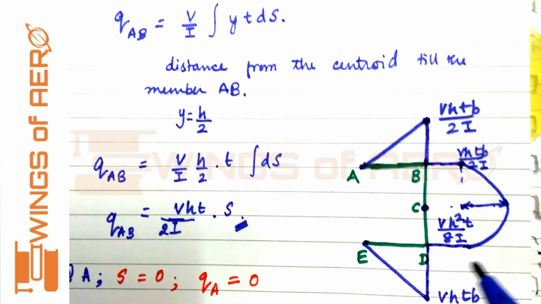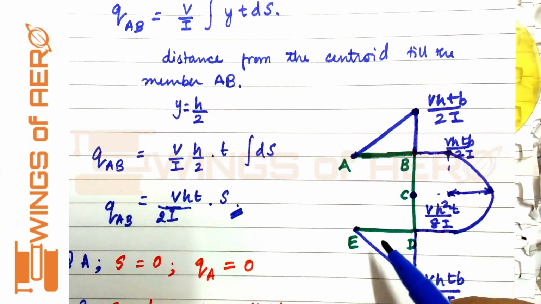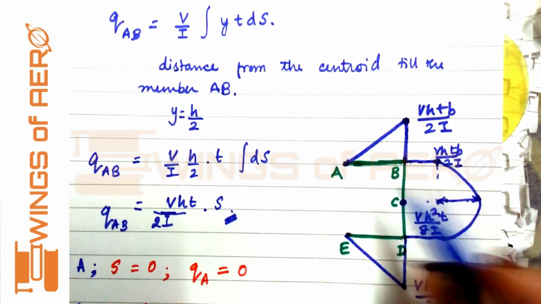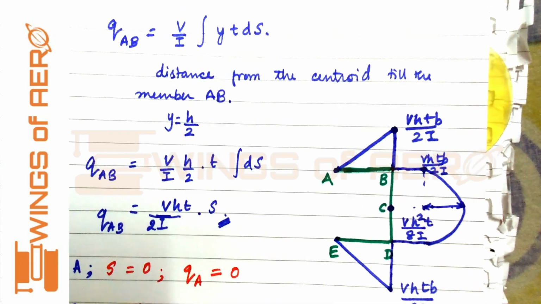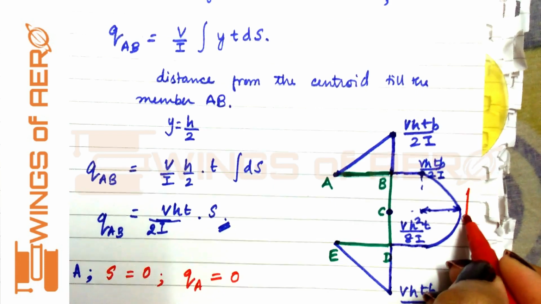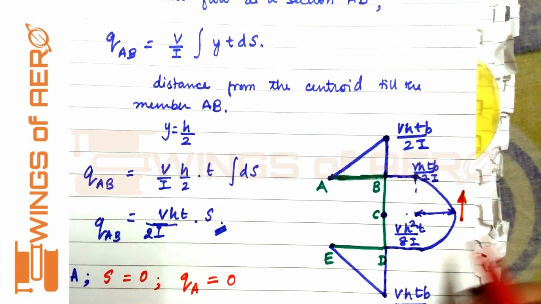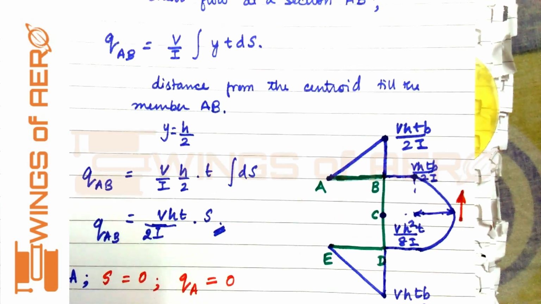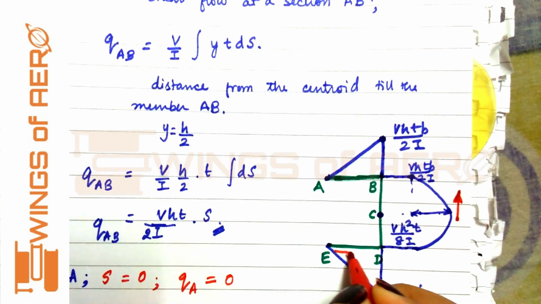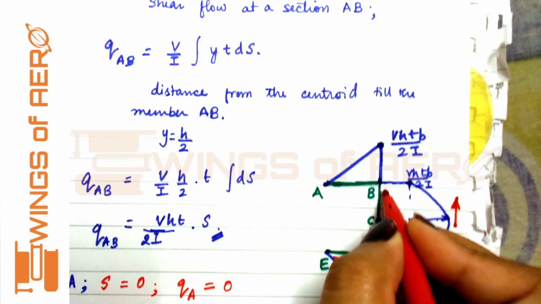Now the question is, which side will it flow? Will it flow from E to A or A to E? This depends on the direction of the shear force acting on the body. In this given question, it is acting vertically upward, so our shear will flow in the upward direction. So we have to draw the shear flow like this.